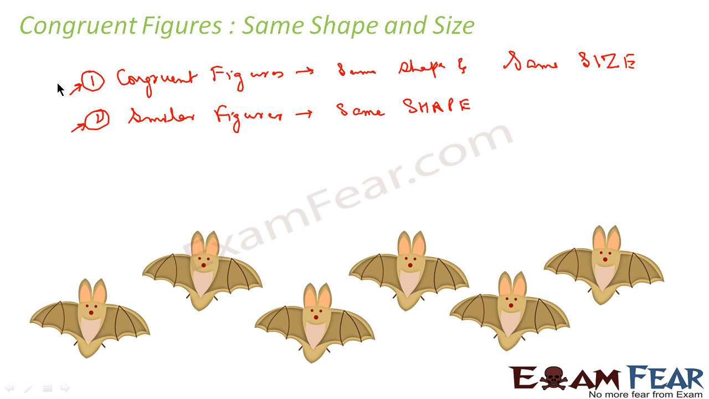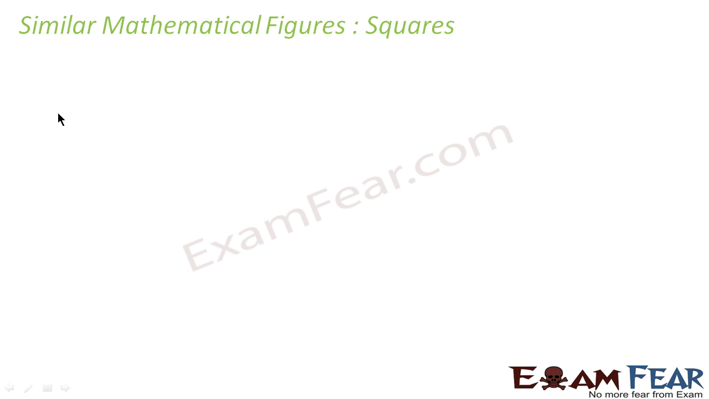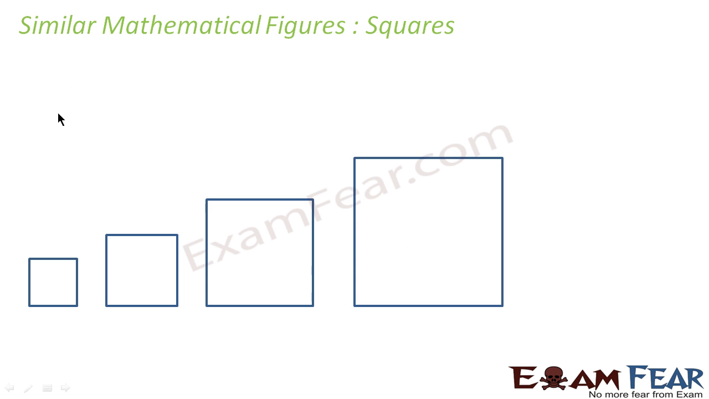So we have two concepts till now we have learned. One is congruent and one is similar. If I say two objects are congruent, that means both have same shape and same size. If I say two objects are similar, that means they have only same shape but different size, correct? Now let's see some mathematical figures. If you see, these are all squares.